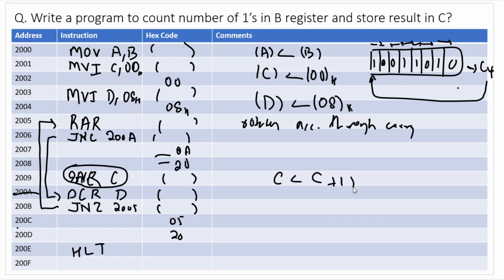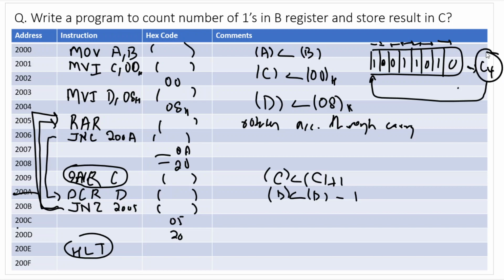C is being incremented by 1, and D is being decremented by 1. So once D is decremented 8 times, after that zero will be set and it will move to halt. Each time D is decremented, zero will not be set, so it will move back to RAR. Keep it rotating. So this rotation will take place 8 times. Every time the carry flag will be checked whether it is 0 or not. If it is 0, then we will skip this part, we'll directly jump to the decrement part. If carry is set, every time carry is set, we'll increment C by 1.